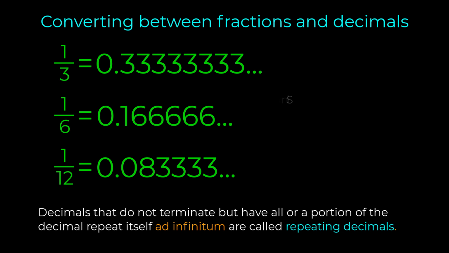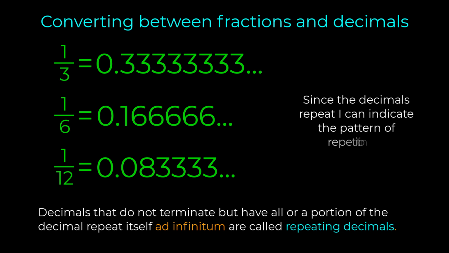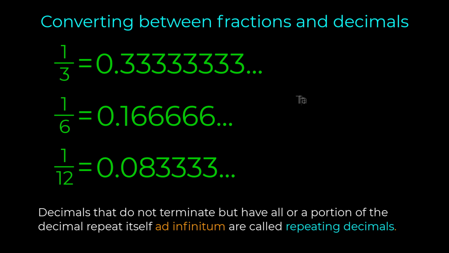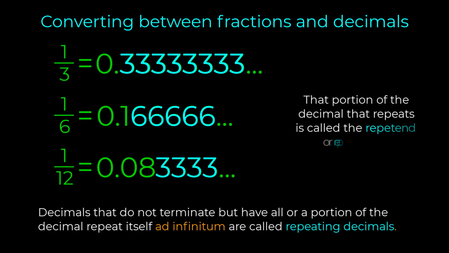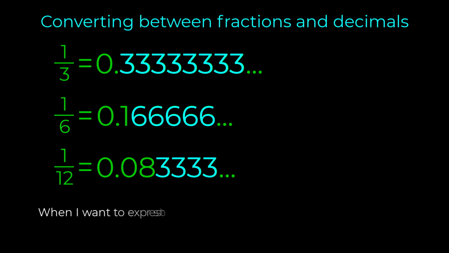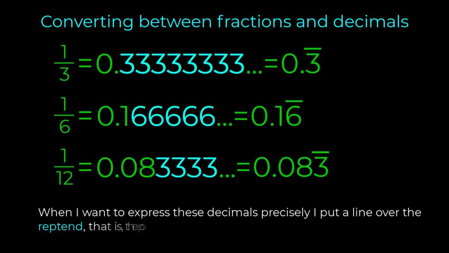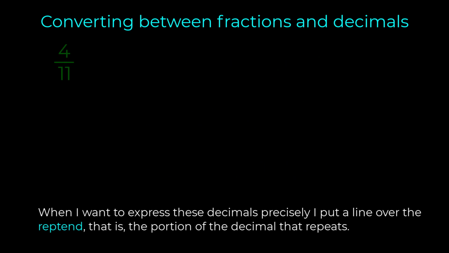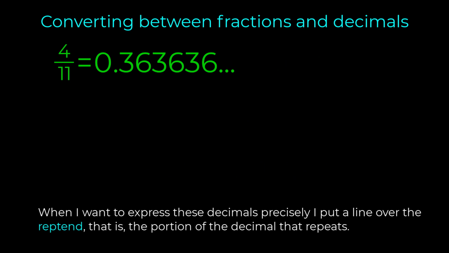It is an important point that these decimals repeat, and therefore I can indicate the pattern of repetition. That portion of the decimal that repeats is called the repetend, or reptend. This is also a term I didn't know until a few minutes ago, but I like the way it sounds. When I want to express these decimals precisely, I put a line over the reptend, that is, the portion of the decimal that repeats. The decimal equivalent of 4/11 is 0.363636 ad infinitum. So I would express this as 0.36 with a line over the 3 and 6 to indicate that those two numbers are the reptend.